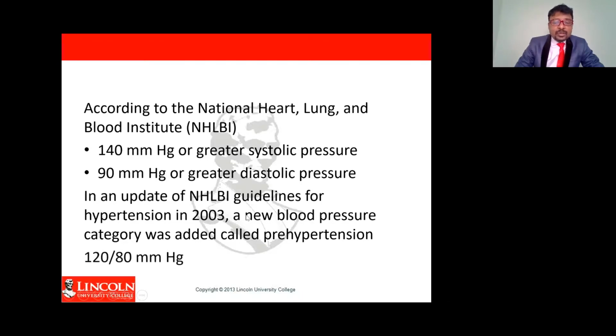A new blood pressure category was added called pre-hypertension. That is 120 and 80 mmHg, which is called pre-hypertension. That means they are near to reaching hypertension. If anybody goes more than these values, they may get hypertension in the future, not at the same time.